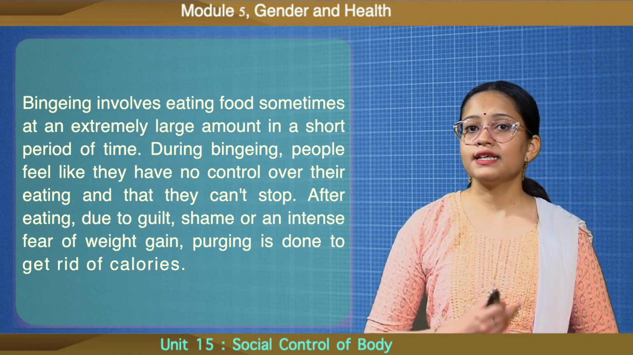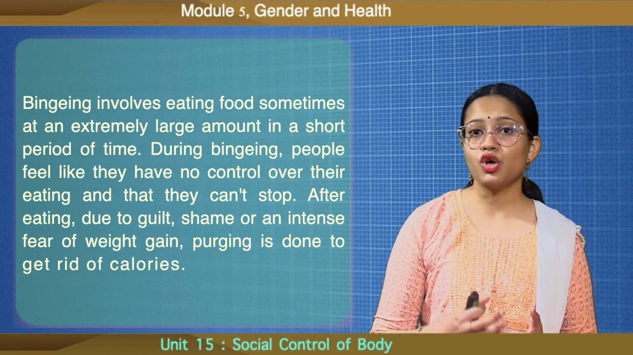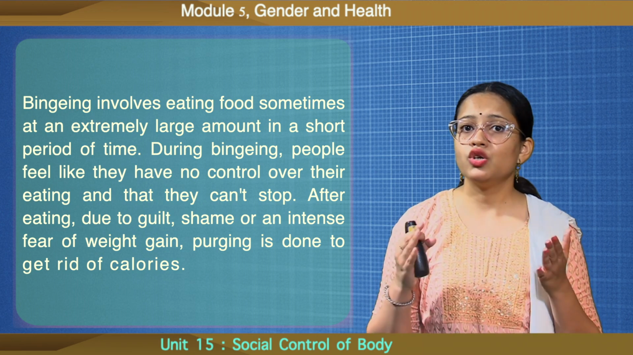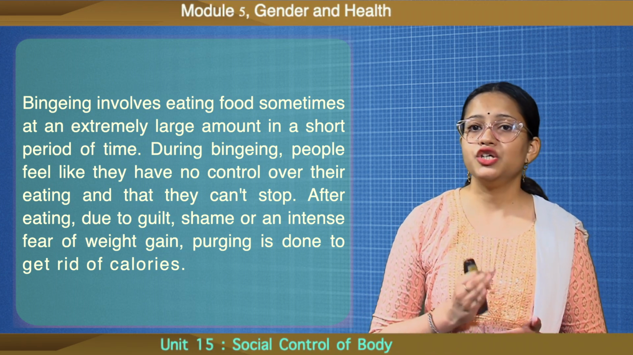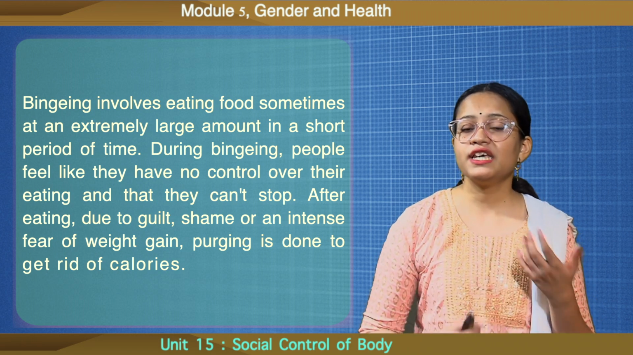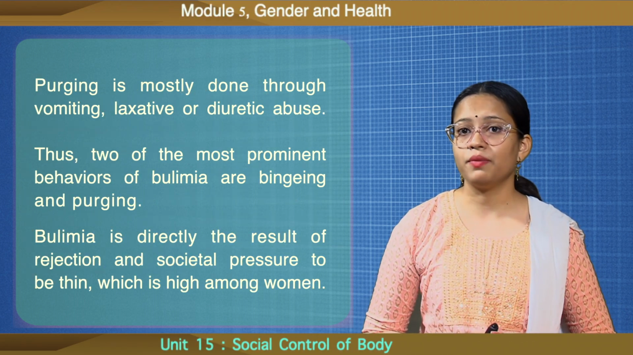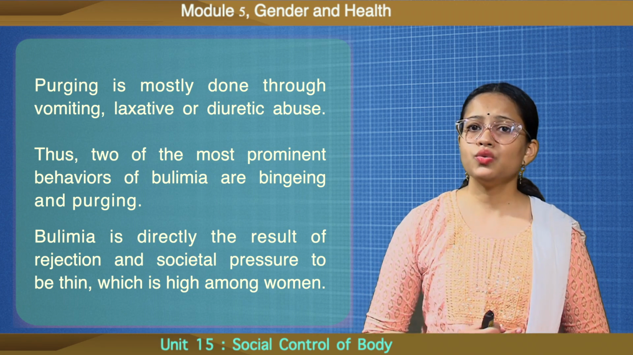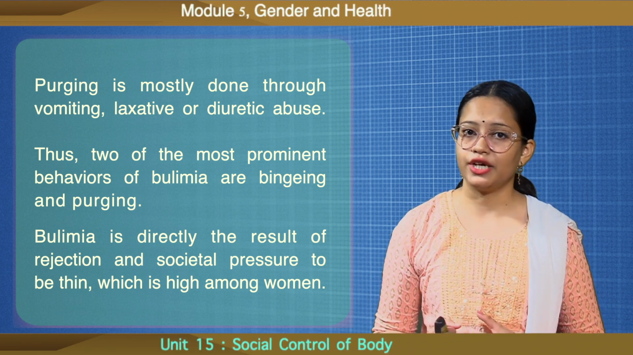Binging involves eating food, sometimes in an extremely large amount, in a short period of time. During binging, people feel like they have no control over their eating and they cannot stop. After eating, due to guilt, shame, or intense fear of weight gain, purging is done to get rid of calories. Purging is mostly done through vomiting, laxative, or diuretic abuse. Thus, two of the most prominent behaviors of bulimia are binging and purging.